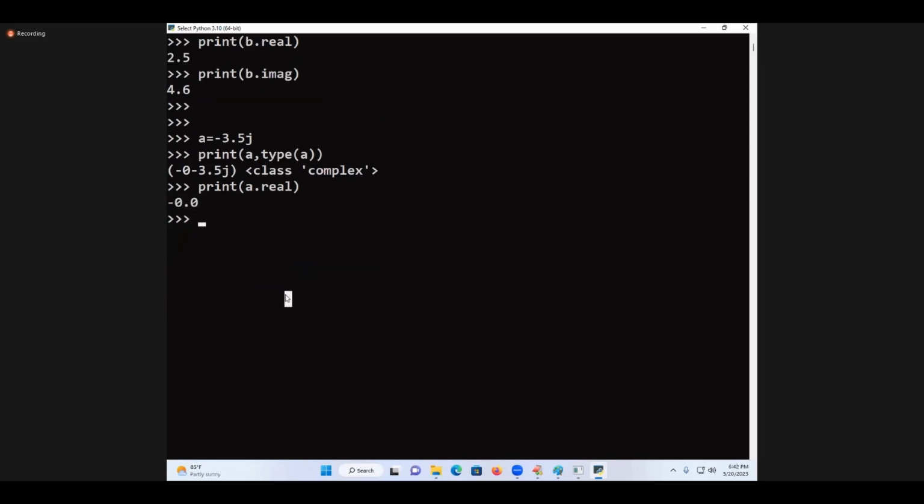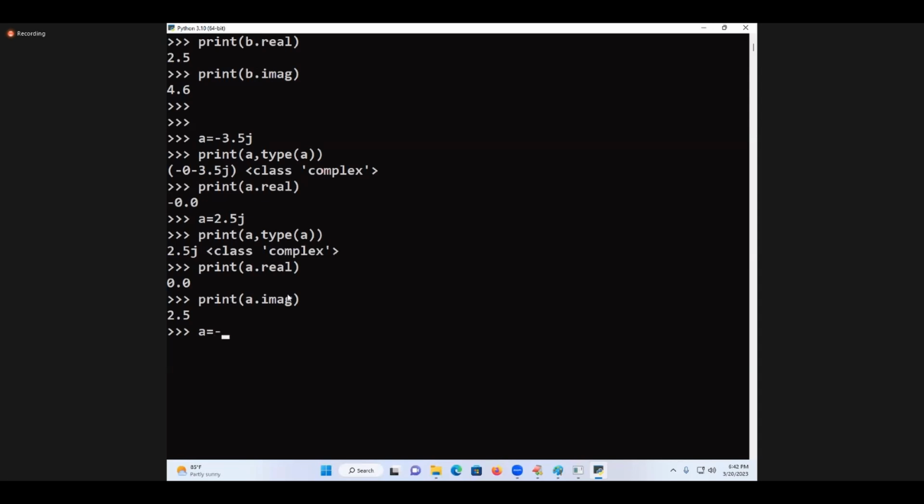Understand, students? A is equal to, I am writing 2.5J. Print of A dot real. What is that? 0.0. Positive only. Now A dot imag, you write it. What is the answer now? 2.5. Clarity is there? Right.